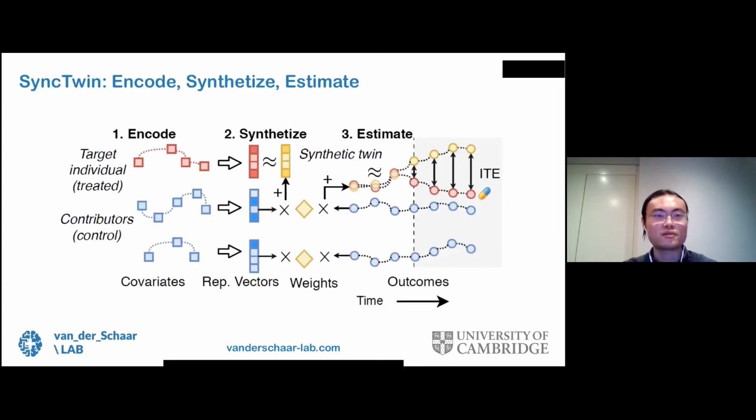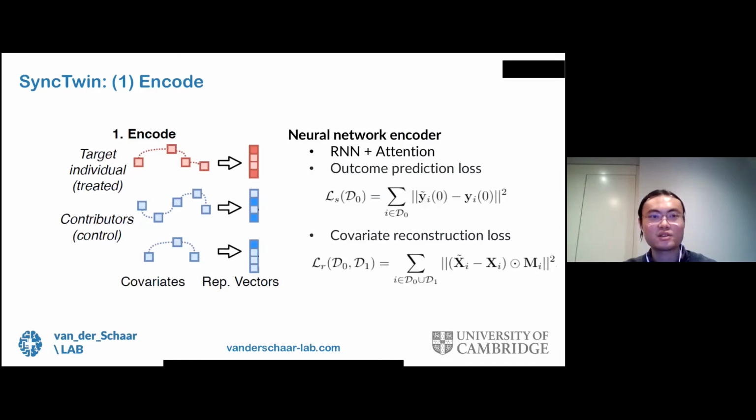SyncTwin consists of 3 steps: encode, synthesize, and estimate. In the encoding step, the neural network encoder translates the longitudinal covariates before treatment into a representation vector. The representation is learned to satisfy 2 requirements. First, it can predict the outcomes with a linear model. And secondly, it can reconstruct the covariates with a suitable decoder.